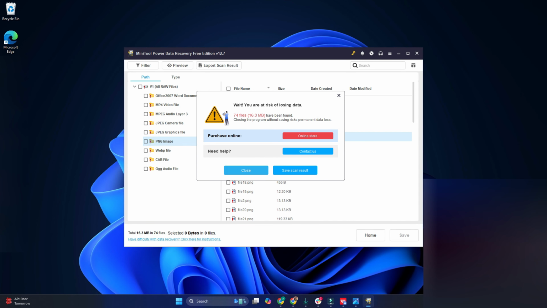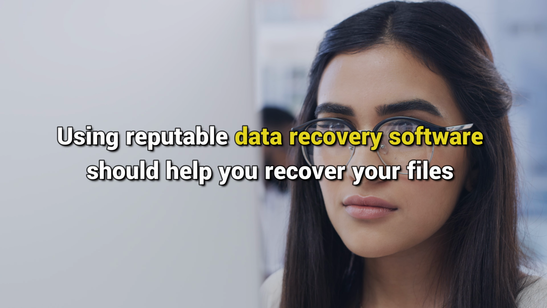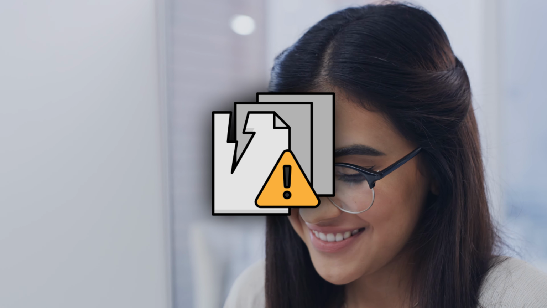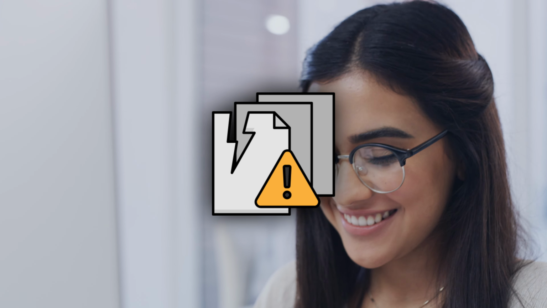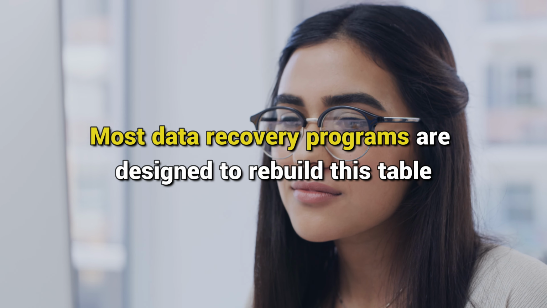On the other hand, as already pointed out, if you have moved a drive from Mac OS to Windows and you see the raw partition, you should be able to easily recover the data by moving the drive back to a Mac system that supports its partition layout. Using reputable data recovery software should help you recover your files, as often when a partition becomes corrupted as raw, it is usually the partition table that becomes corrupted, not the actual data on the drive, and most data recovery programs are designed to rebuild this table.